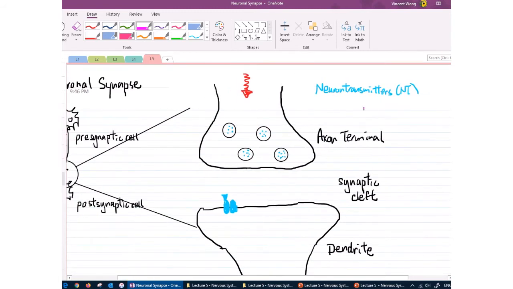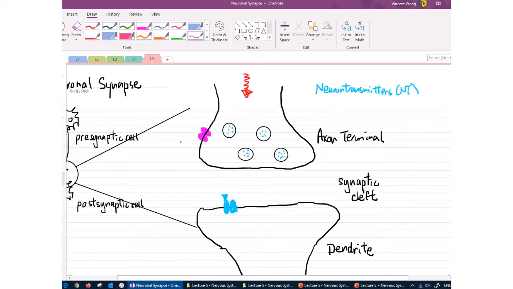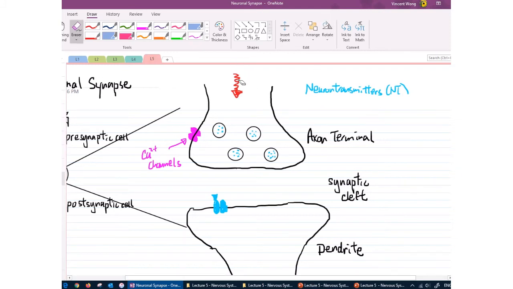Okay, so what's going to happen is, along the axon, we learned that there are these voltage sensitive sodium channels and voltage sensitive potassium channels. Well, at the axon terminal, there are other types of channels, and these are going to be the voltage sensitive calcium channels. Okay, so these are calcium channels. Okay, so what's going to happen is the action potential will arrive.